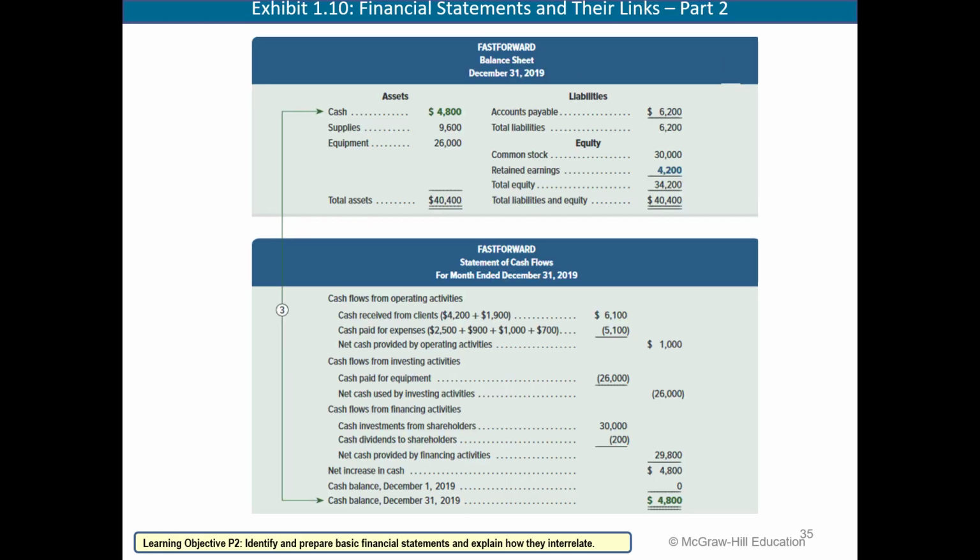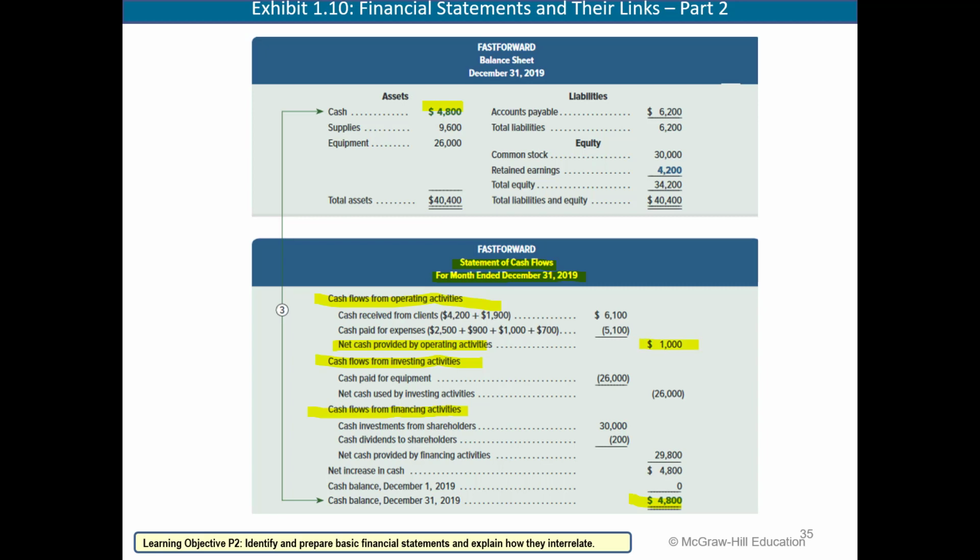So here is the statement of cash flows, which is also prepared for a period of a month. Our ending balance is $4,800, so you will see that here. And then we have three categories. We have operating activities, investing, and financing. So under operating, we have our cash received from our clients, cash paid for our expenses. The difference between the cash inflow and the cash outflow is net cash provided by operating activities.